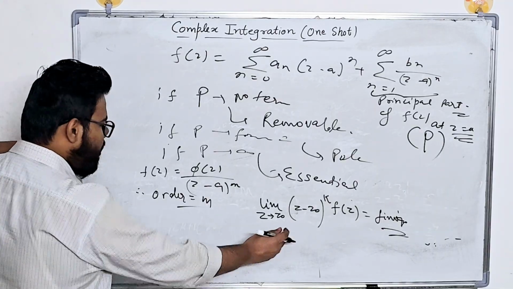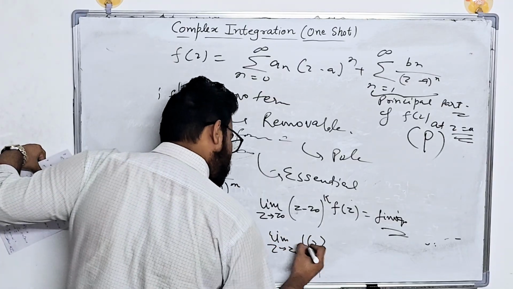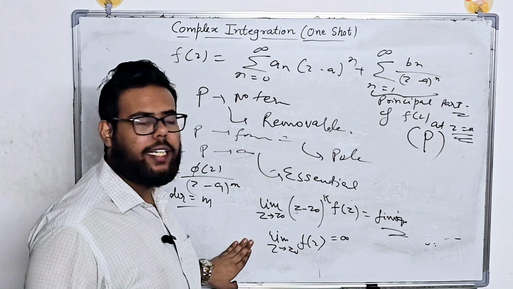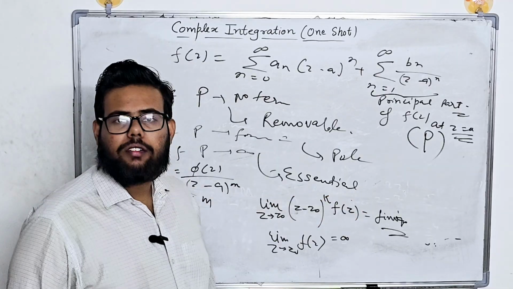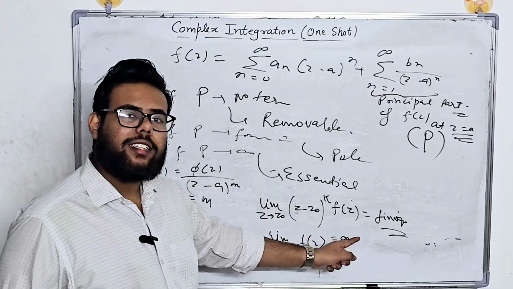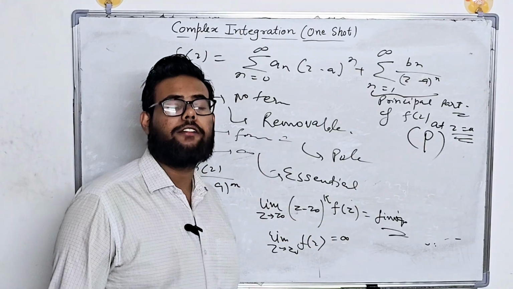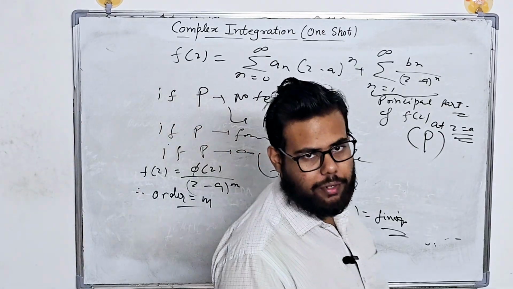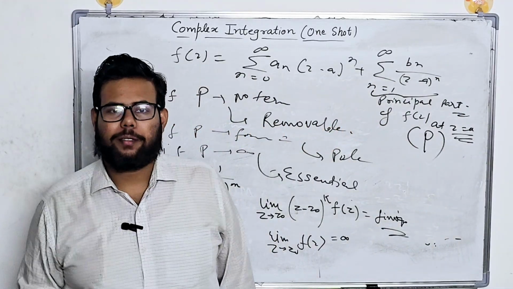So if this is finite and limit z tends to z naught of f of z is infinity, then this is called a pole singularity. And in an essential singularity, if this expression is not finite, it is tending towards infinity, then this is called an essential singularity. In that case, you will have infinite terms in the principal part of f of z at z is equal to z naught. So this is the basic idea of the singularity.